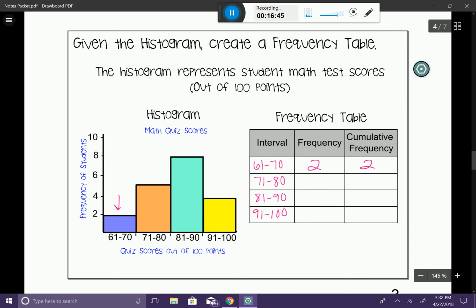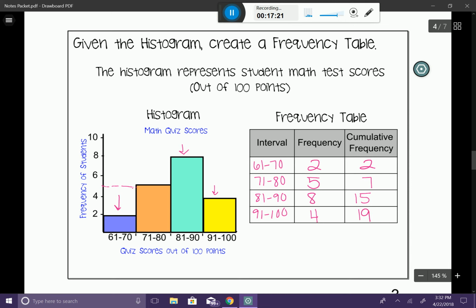71 to 80, you can see that the bar actually goes about halfway between the 4 and the 6, which means that it's going to land on 5. So my frequency is 5. So 2 plus 5 is going to give me 7. Okay, my green bar looks like it's at an 8, so I'm going to put an 8 there, and 8 plus 7 is going to give us 15. And then the last one, the yellow one, you can see the bar is all the way up to 4, so that's my frequency. And then 15 plus 4 is going to give us 19 as my cumulative frequency.